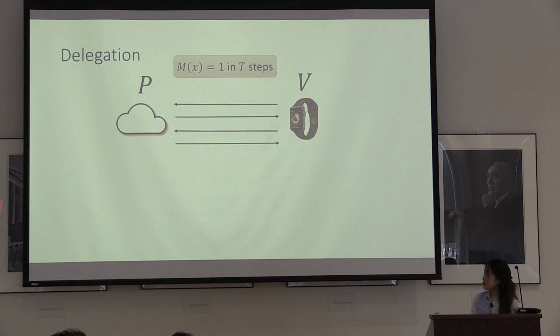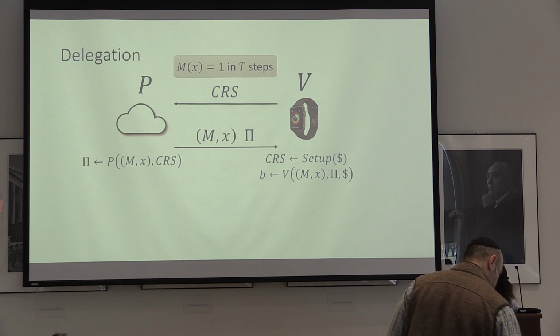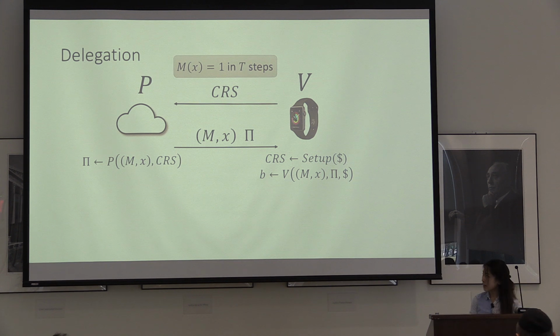Now, in general, you can have such a delegation protocol involving many rounds of interaction. But in this work, we're actually going to focus just on the non-interactive setting, where we have 2 messages. In such a protocol, the verifier generates a CRS, or common reference string, using random coins, and sends over the CRS. The prover will perform the computation and output a proof using MX and the CRS, and send back MX and the proof. Then the verifier will check the proof and output a bit B indicating accept or reject.